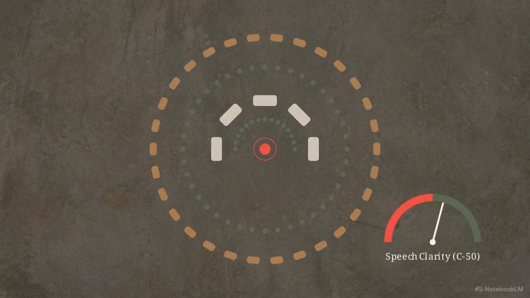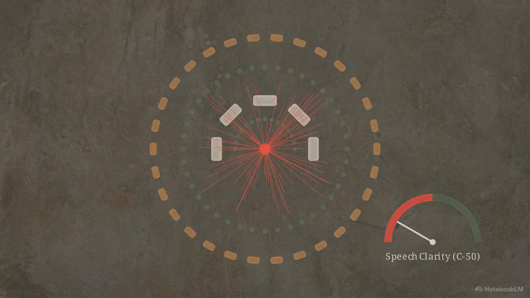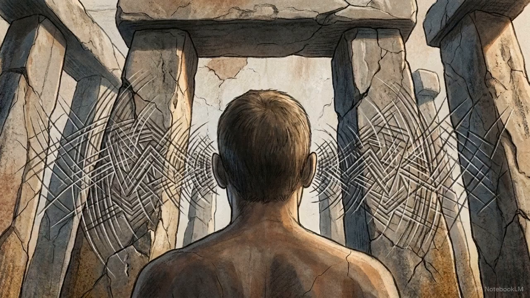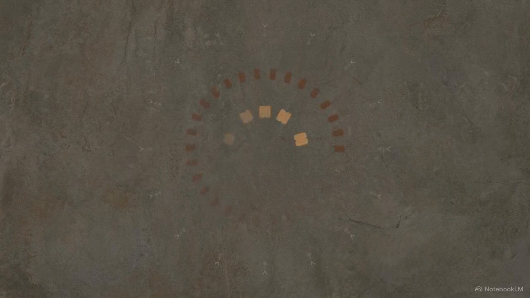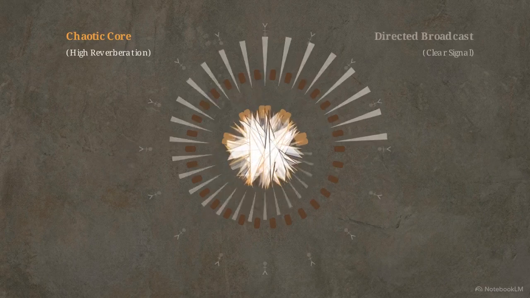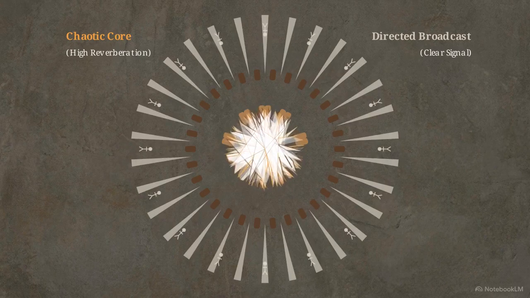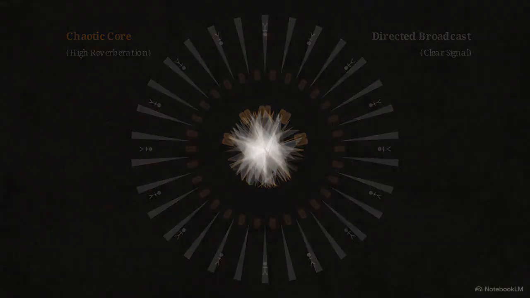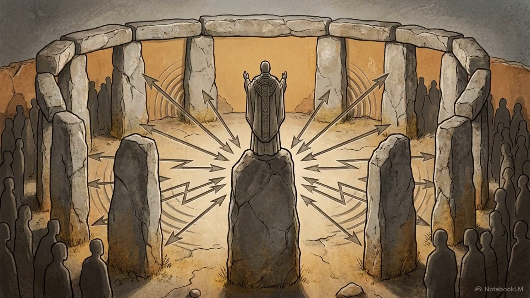Because of this intense concentration of reflections, a person speaking from the exact center of the monument suffers a massive drop in speech clarity, measured as C50. The immense local reverberation muddies their own voice in their ears. Because of the circle's geometry, the speaker struggles to hear their own words, while simultaneously acting as a highly direct, amplified sound source for everyone standing on the outer edge. These generated acoustic disparities were highly localized. The specific anomalies dictated the physical utility of the monument and the ritual hierarchy of anyone standing inside.